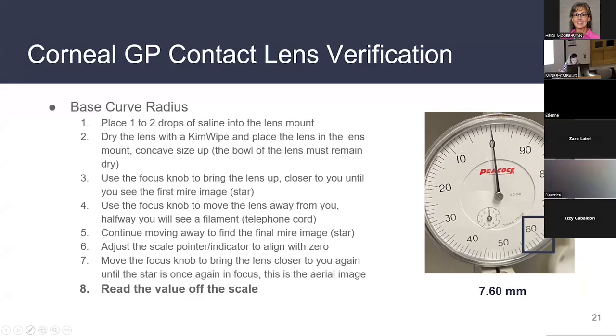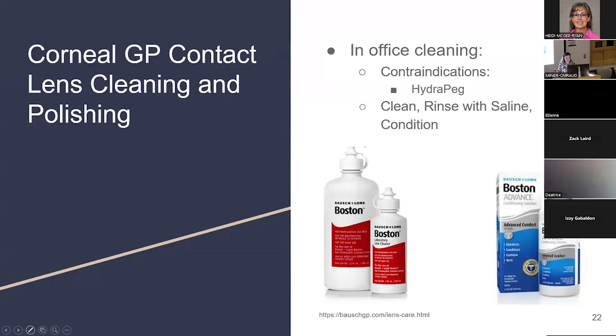Okay, perfect. So after you have verified the lens, you're probably going to want to clean it for the patient because you've been handling it a lot. In-office cleaning of gas permeable lenses is somewhat of a lost art, but it's something we still do here. Now, are there any contraindications or reasons that I wouldn't want to clean a lens with an abrasive cleaner in office? Yes, if that lens has HydraPEG on it.